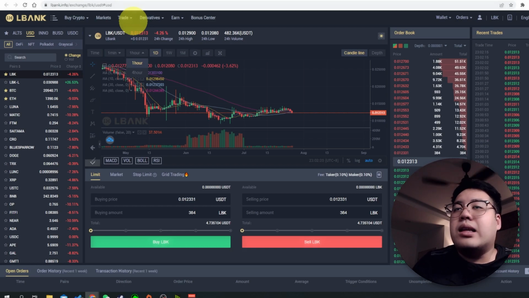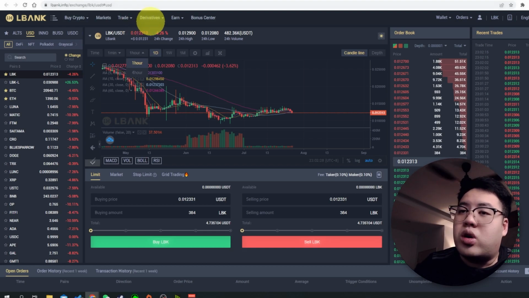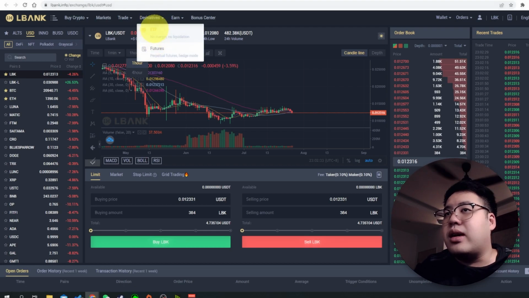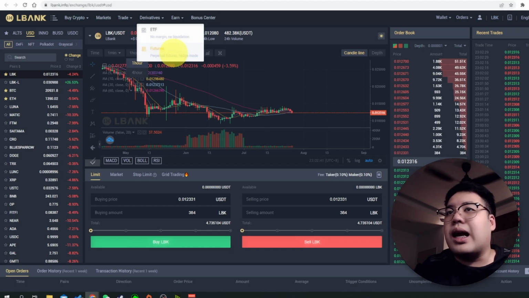Okay, let's get into the futures. If you are planning to do futures, you want to trade using leverages, you want to short or go long, then you can always go into derivatives, either ETF or futures trading. So ETF, there's no margin, there's no liquidation because you are buying the tokens like how you buy in spot. Of course, ETF is slightly different from spot. I will explain it in another episode, but let's get into futures trading first.